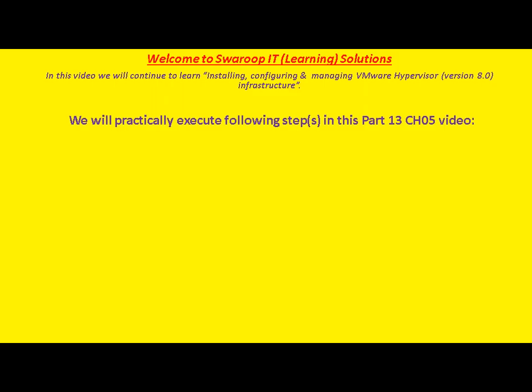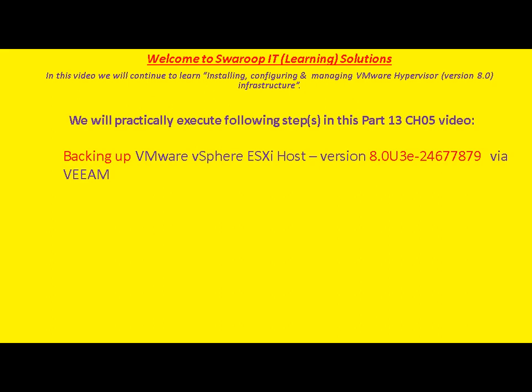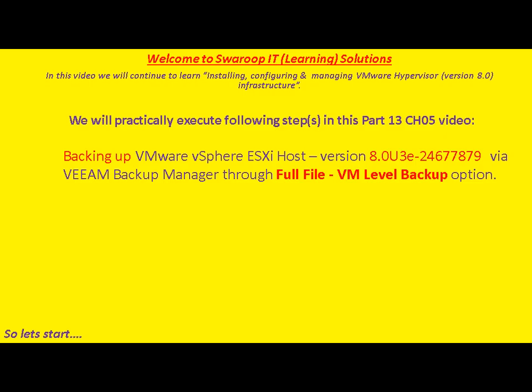Okay, now in this particular chapter 5 video, what we are going to learn, so we will be backing up the VMware vSphere ESXi host version 8.0.3e 246777879 via VEEAM Backup Manager through full file and VM level backup option. Okay, so in the previous module, as I said, we have taken the backup of vCenter server. Now we will take the backup of ESX hosts. Okay, so let's start.